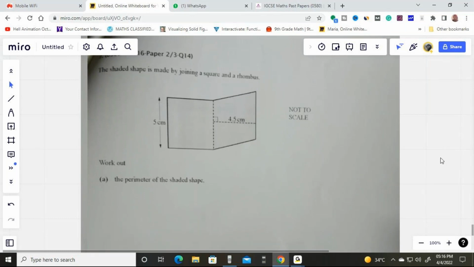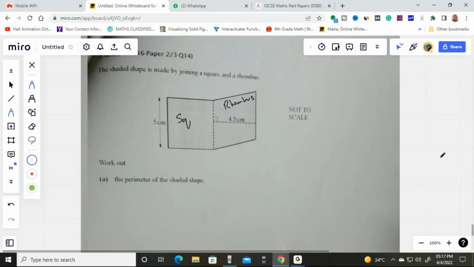Okay, the shaded shape is made by joining a square and a rhombus. If this is your square and this is your rhombus, we need to find out the perimeter of the shaded shape. I think both these shapes are shaded, right? So we need to find out the perimeter of the shaded shape.